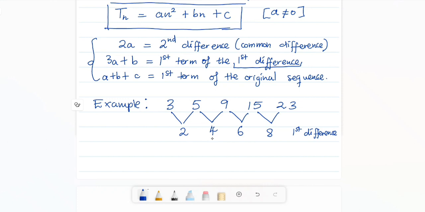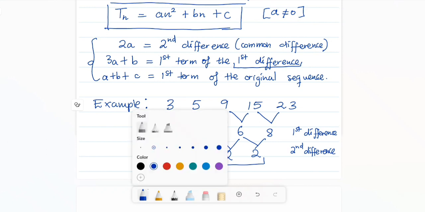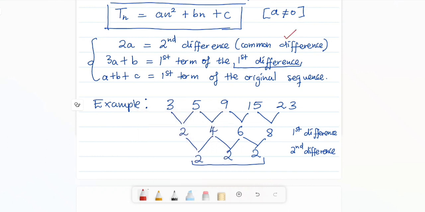Right, now let's do the second difference. So I'm subtracting: 4 minus 2, we get 2. 6 minus 4, we get 2, and then 8 minus 6, we get 2. So this now is the second difference. Very good. So you can see that all these numbers look the same now. Once we get to a point where these numbers look the same on the second difference, it means it's a quadratic sequence that we are dealing with. And that's what we call the common difference.